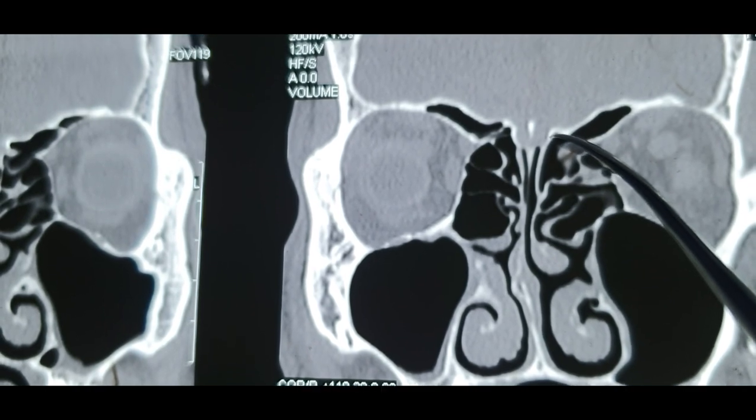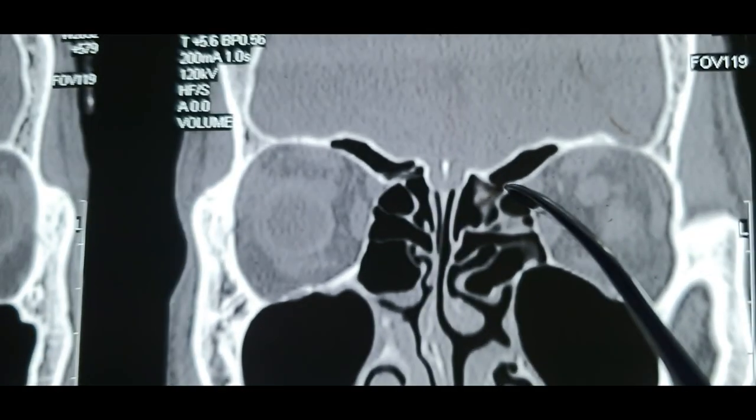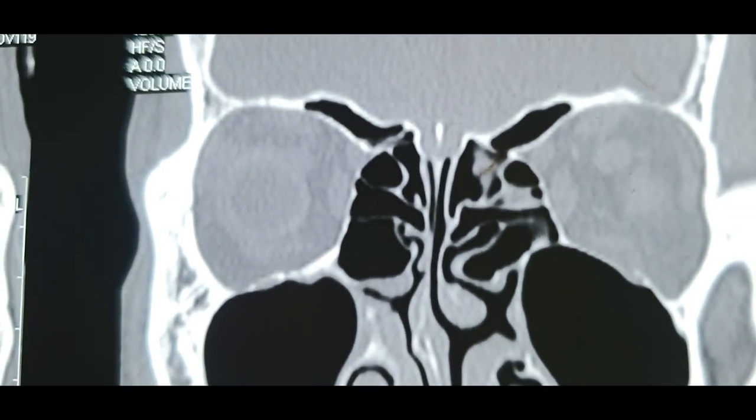And the place at which the lateral lamella is pierced by the anterior ethmoidal artery, you can clearly see the canal.